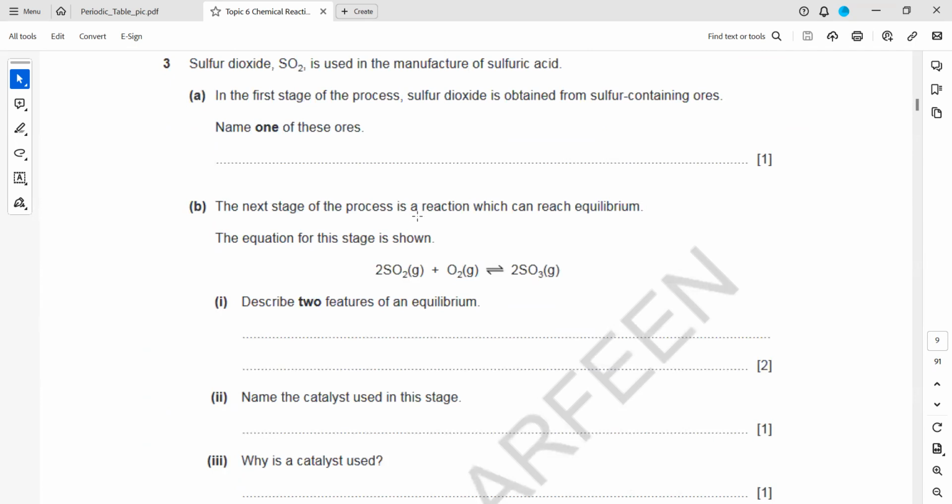Sulfur dioxide is used in the manufacture of sulfuric acid. Sulfur dioxide is obtained from a sulfur ore. Name one of these ores. Which ore can we obtain the sulfur from? It can be zinc sulfide or zinc blende.